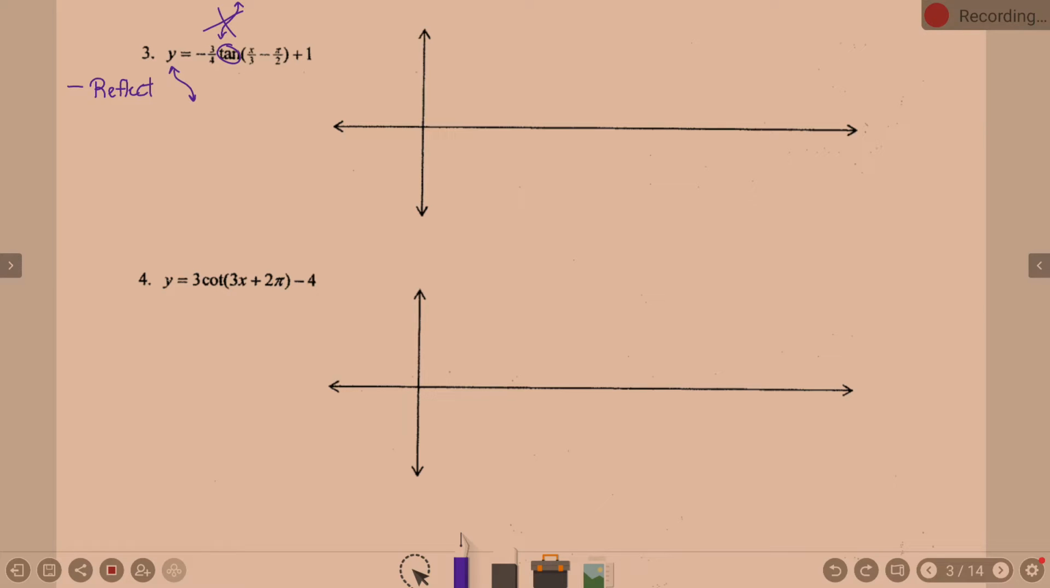The center line is 1. And it is a flattened graph because it's less than 1. We're going to vertically flatten this graph by a factor of 3/4. What else?